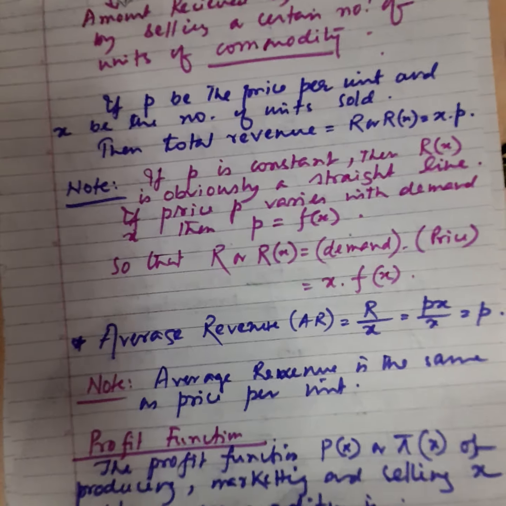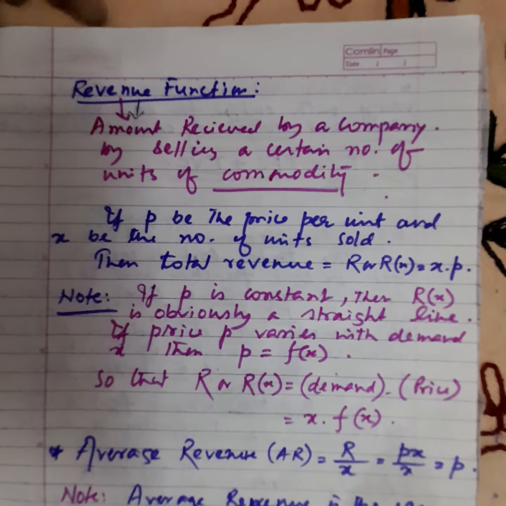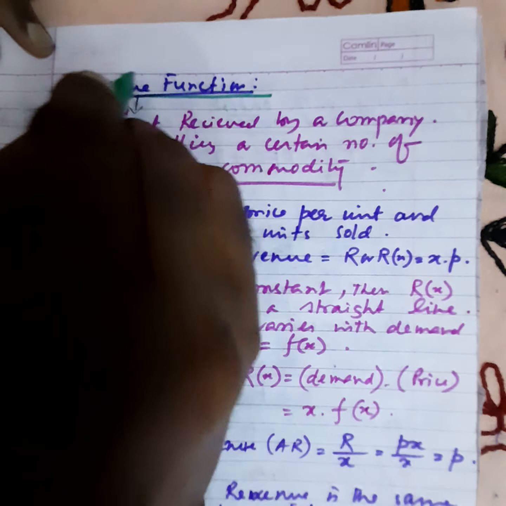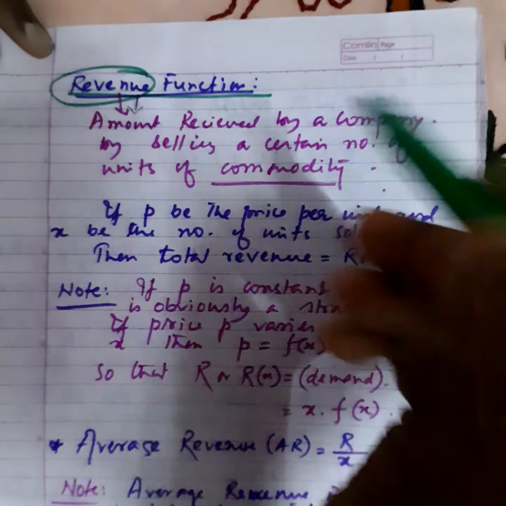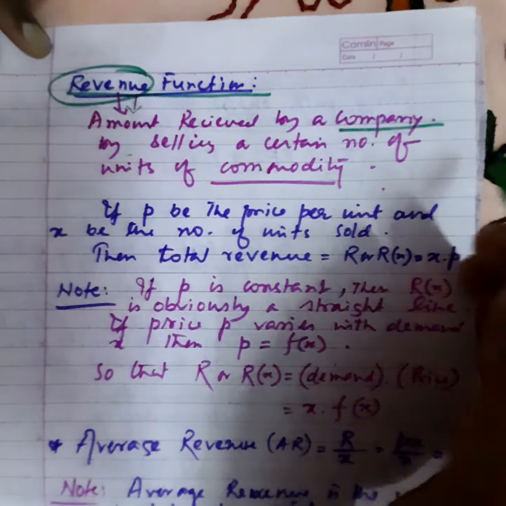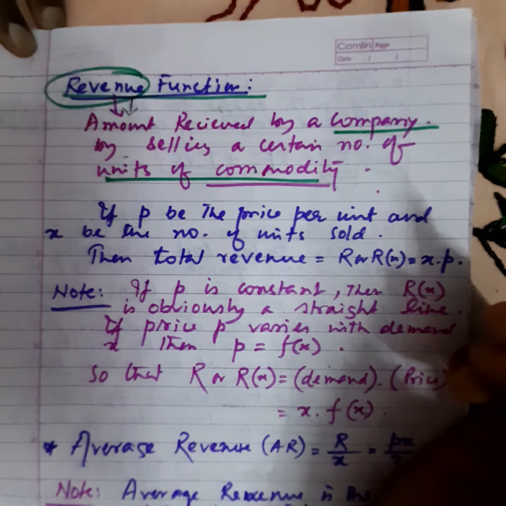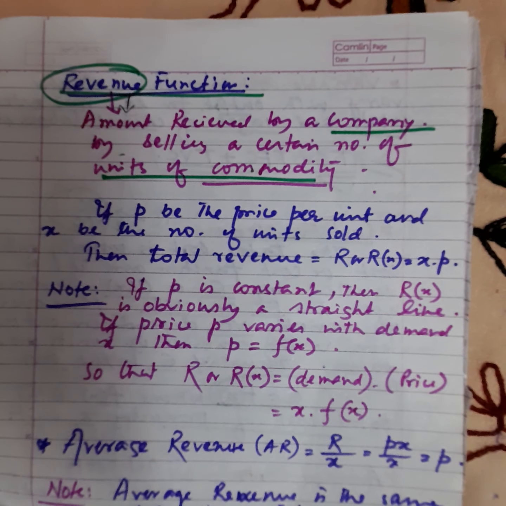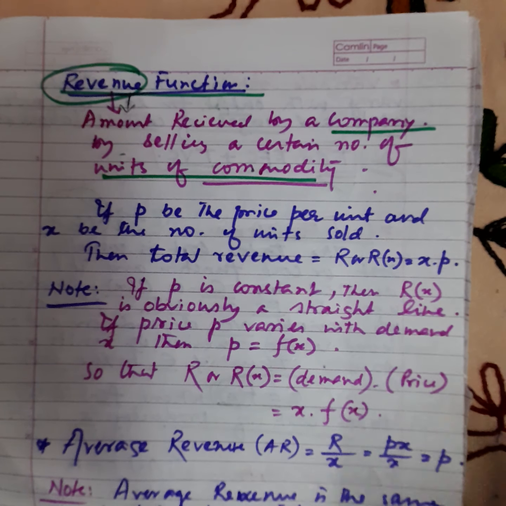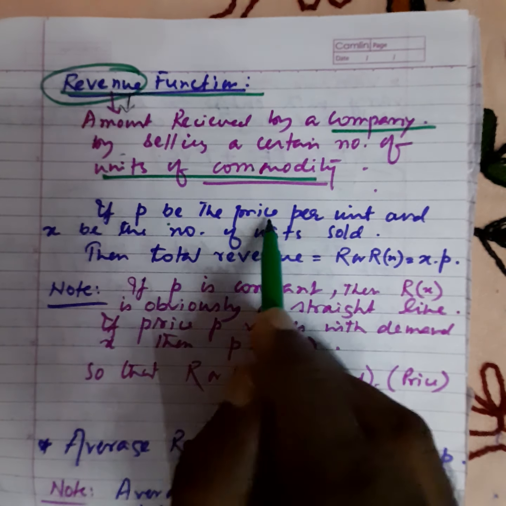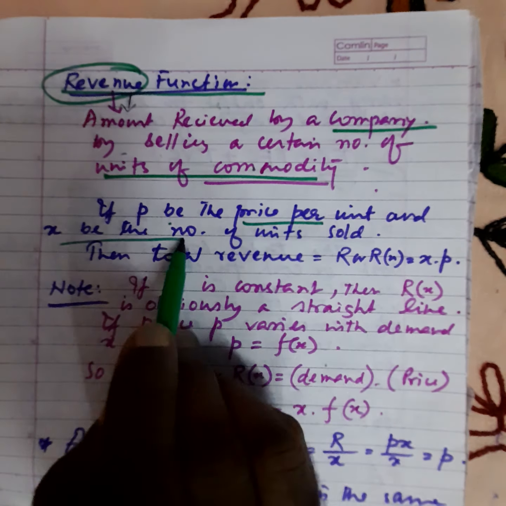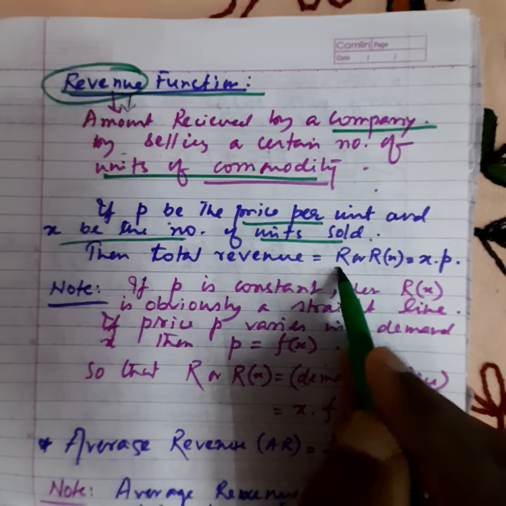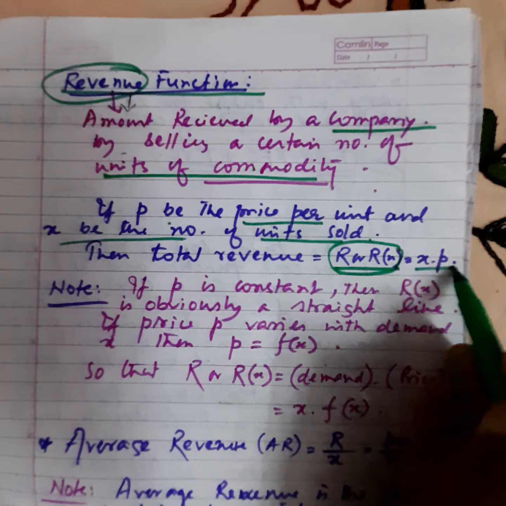Revenue function. What is revenue function? We need to find out what is revenue. Revenue is the amount received by a company by selling a certain number of units or commodities. Revenue collection: a company receives some amount by selling a certain number of units. It is producing some things and selling in the market, and the amount it collects is the revenue for that company. If P is the price per unit and x is the number of units sold, then total revenue is denoted by R(x), R(x) equal to x into P.